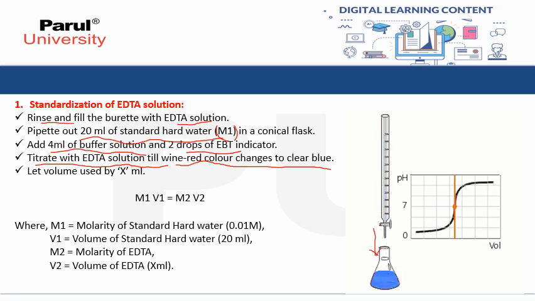Now let us assume the volume used is X ml. So M1V1 is equal to M2V2, where M1 is the molarity of standard hard water and V1 is the volume of standard hard water. M2 is the molarity of EDTA solution and V2 is the volume of EDTA which you are adding dropwise in the titration.